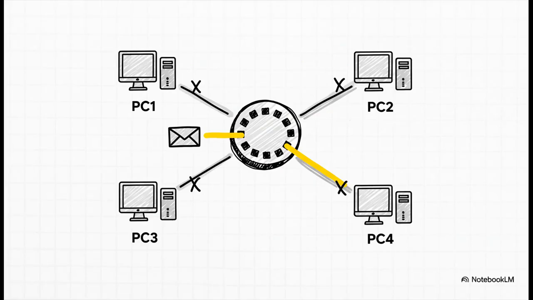The solution is this really cool device called a switch. The best way to think of it is like a super smart local mail sorter for just one office building. Every computer plugs into this one central box, and the switch makes sure that a message from, say, PC number 1 gets delivered only to PC number 2, and it doesn't bother everybody else on the network.